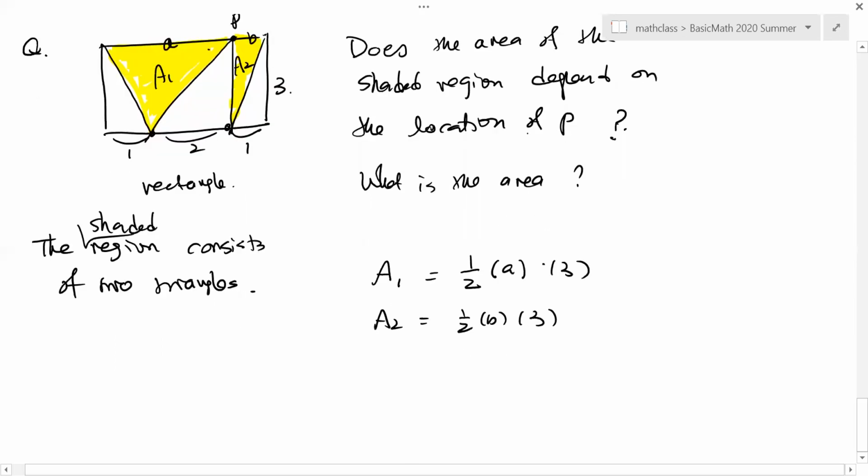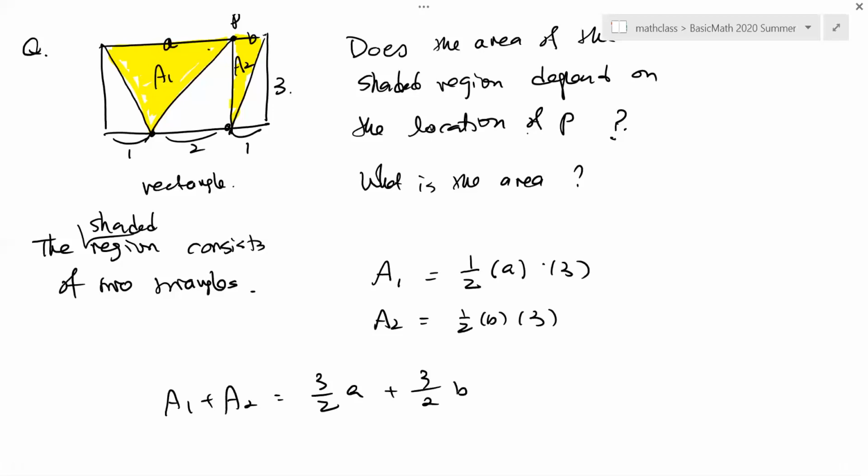Okay, we still don't know A and B. But let's add them together. I get 3 halves A plus 3 halves B, right? Then I have a common factor. So I take 3 over 2 out to get A plus B. Now what is A plus B?